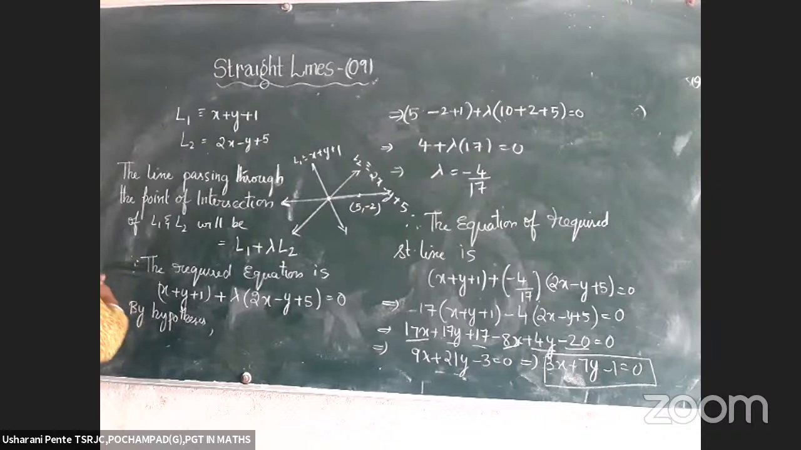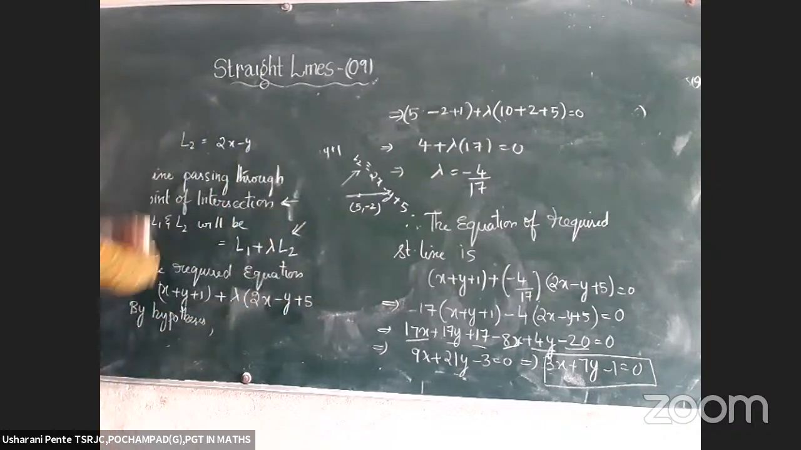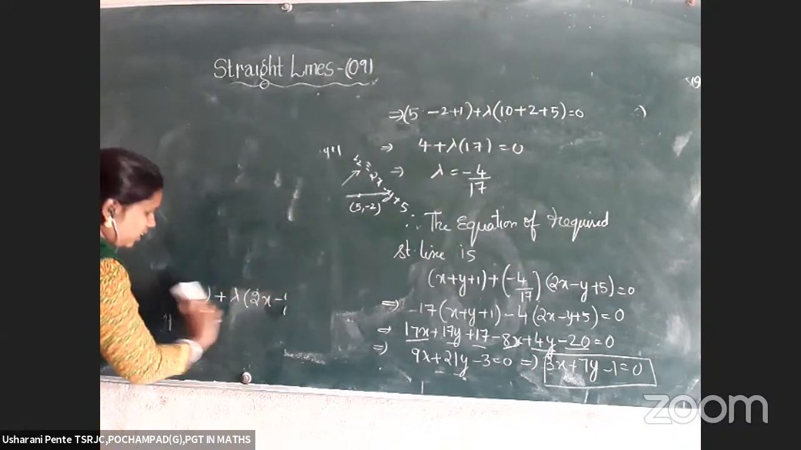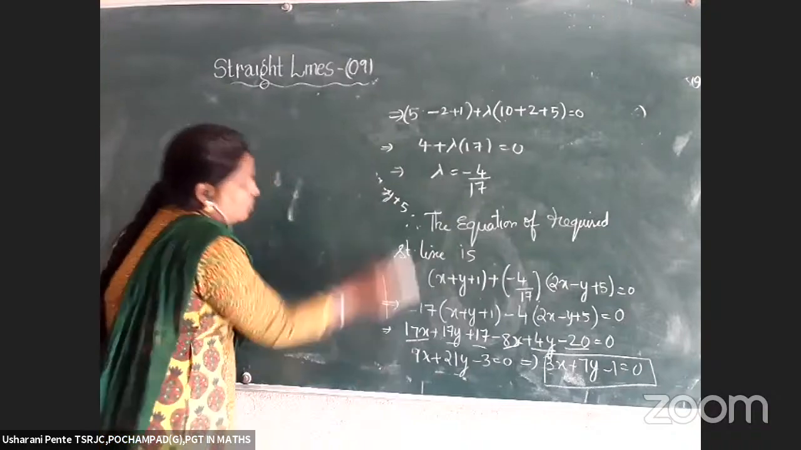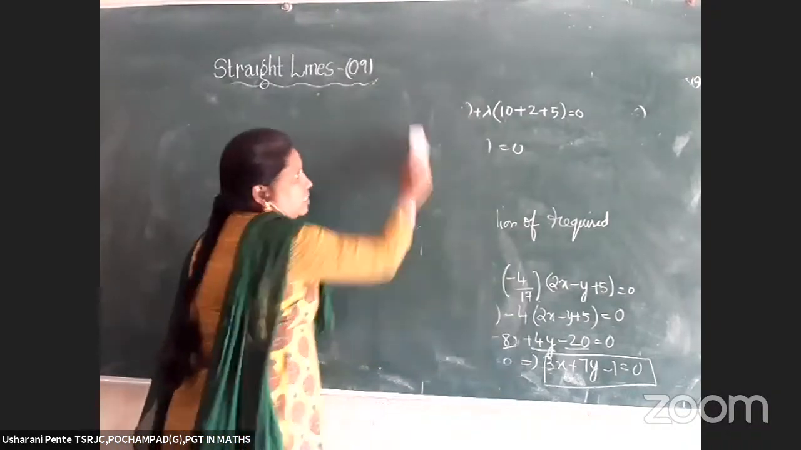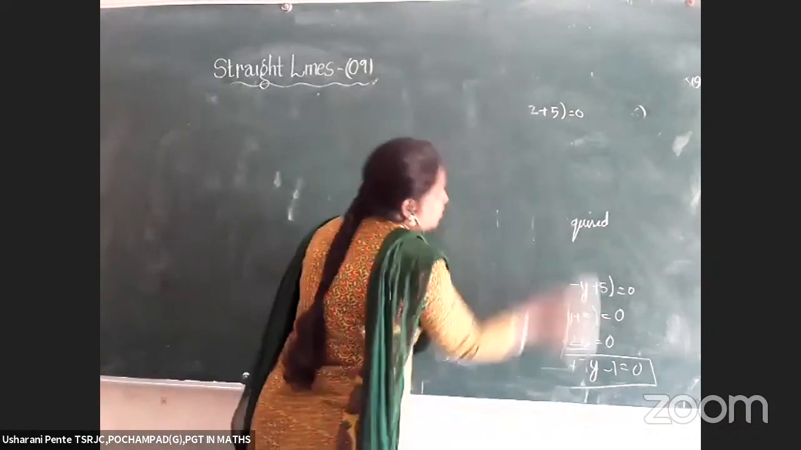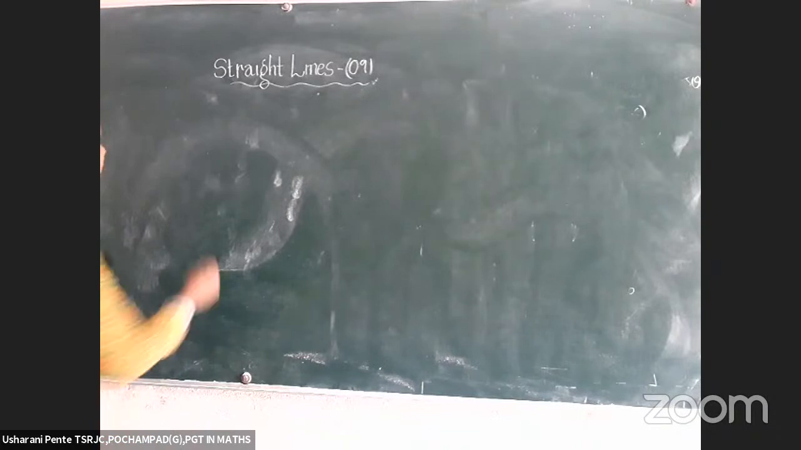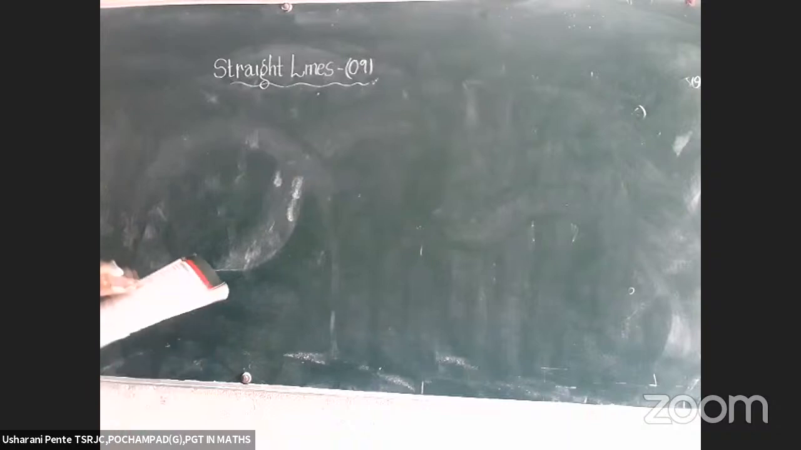Okay. Next one. What about the point of concurrence if we have 3 lines? The point of concurrence will be for 3 lines or more than 3 lines. But here we are taking 3 lines and proving how to find it. We have a theorem, that is, concurrent lines.